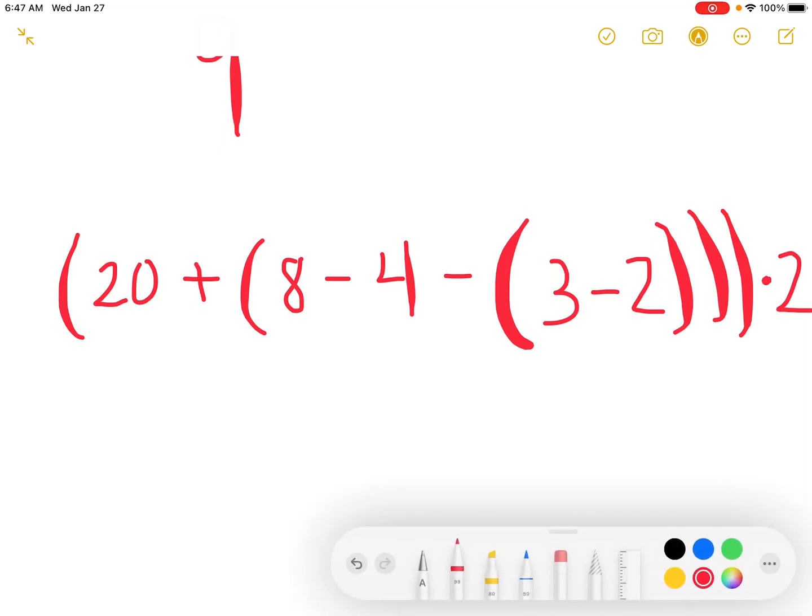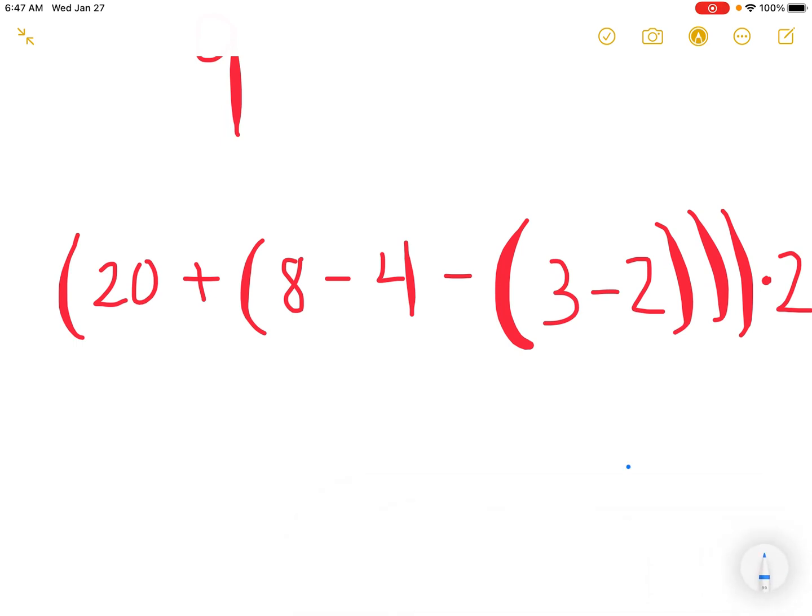Now that you have that copied down, press pause if you need more time. We need to figure out where to start, because if I'm thinking about PEMDAS, I need to start with parentheses, but this isn't the kind where I just work my way from left to right. This is what we call nested parentheses, which is parentheses within one another.